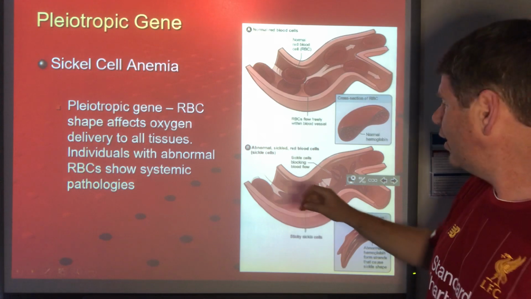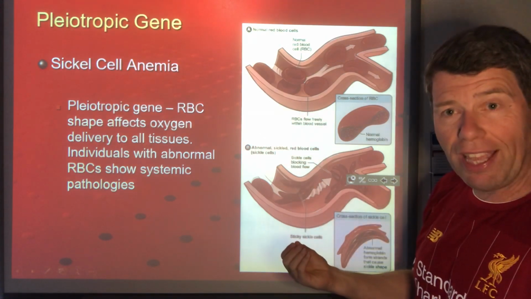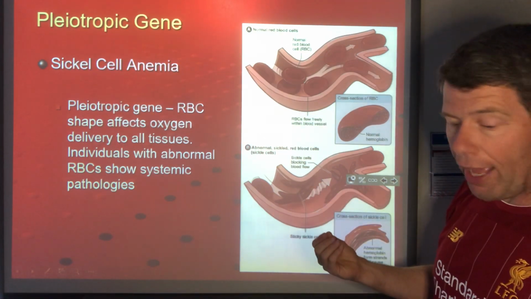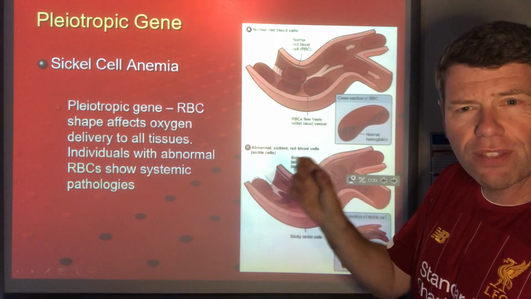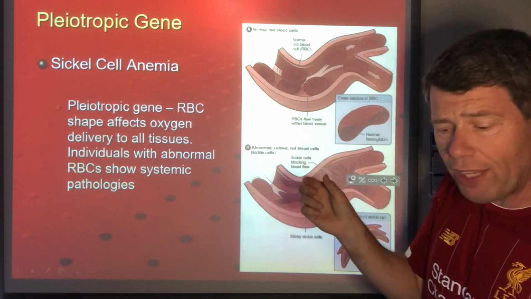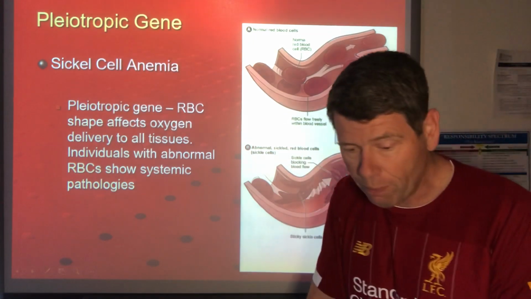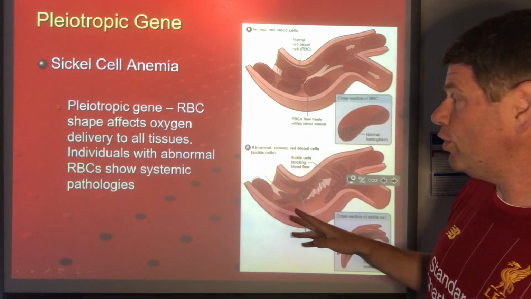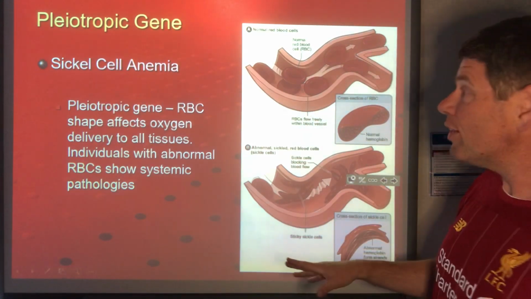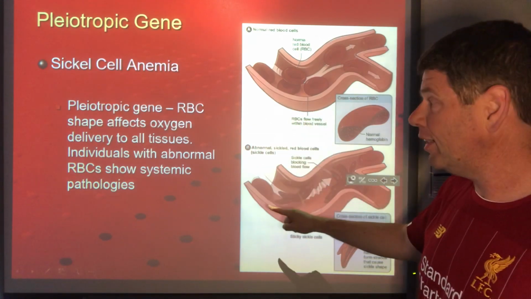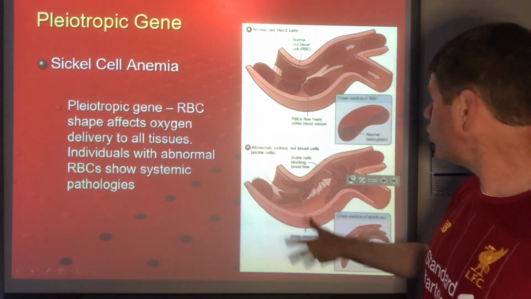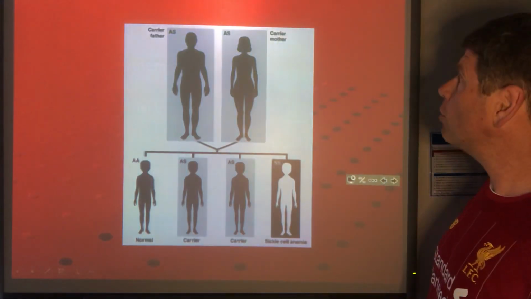Plus, they have issues with the length of their life, and because they're more jagged instead of smooth, they can actually make tears in your blood vessels. And so this one effect causes all sorts of issues in the body.